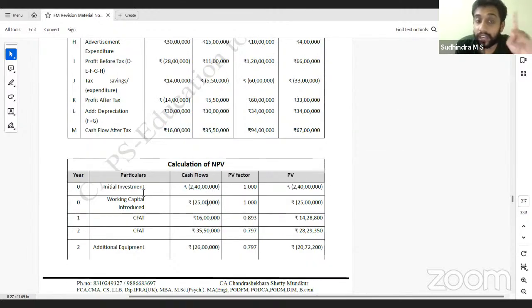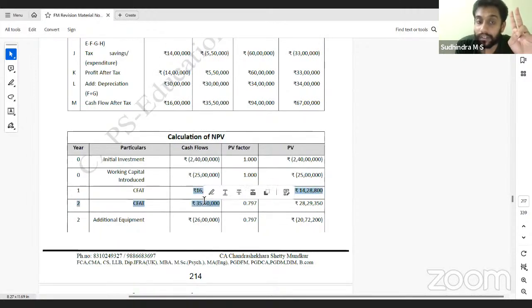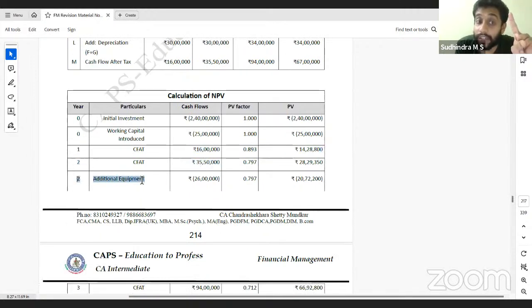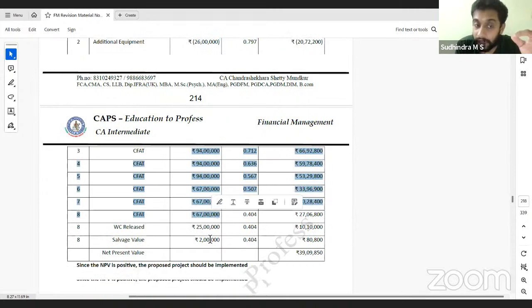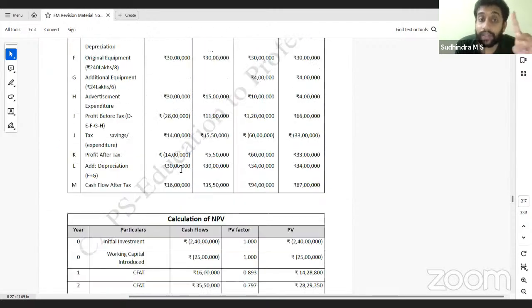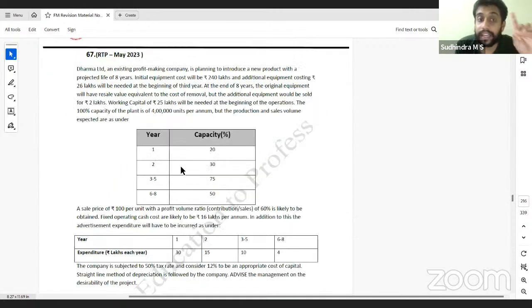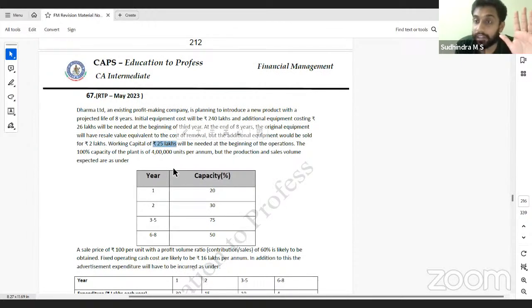Then initial investment. Initial investment in the first year is 240 plus 25, 265. Then cash flow after tax of every year. At the end of year 2, additional equipment of 26 lakh. We have to be careful there. Then cash flow after tax every year. In the last year, nothing is given about working capital. Initially, they said working capital of 25 lakh is needed.